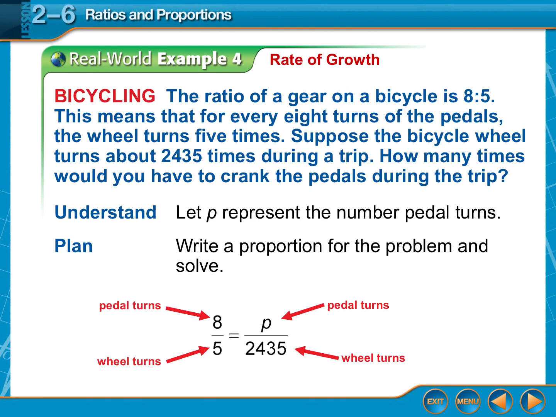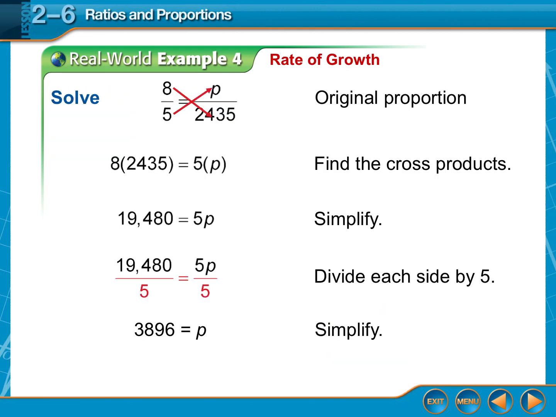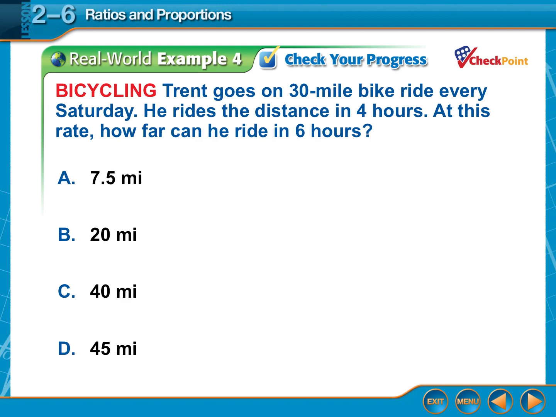Then now we're going to practice making our own proportions. So Trent goes on a 30-mile bike ride every Saturday. He rides the distance in 4 hours. At this rate, how far can he ride in 6 hours? How can I write this proportion? He goes on a 30-mile bike ride every Saturday, and he rides that distance in 4 hours. So for 30 miles, he rides it in 4 hours. So the 4 and the 30 go together.